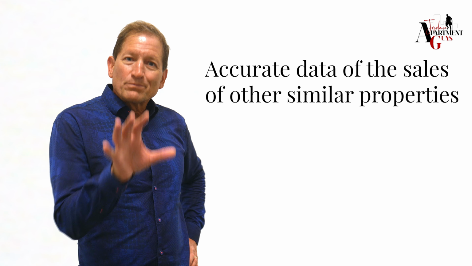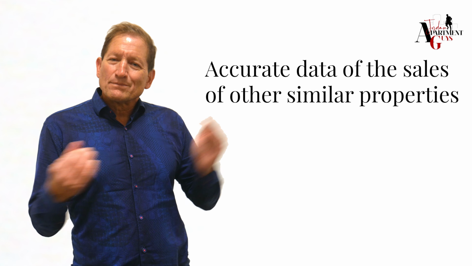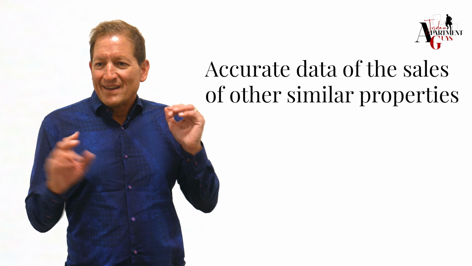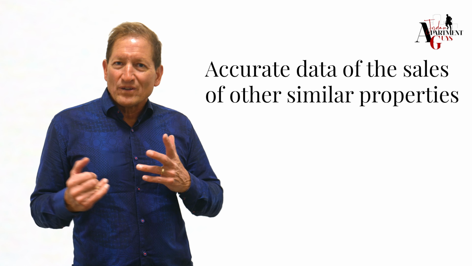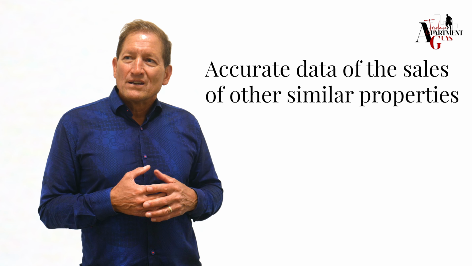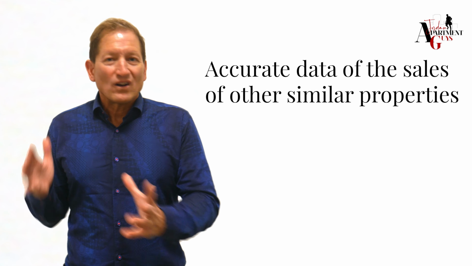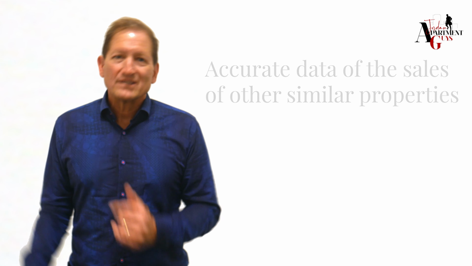And this is going to work for 10, 20, 30 units. Basically what you're looking for is accurate data on sales of other similar properties, in similar areas, ideally similar unit count. So if you've got an 8-unit property, you want to stick with 5 to 10 unit sale comparable properties, whereas if you've got a 50 unit, you want to stick with large complexes, 40 to 80 units.